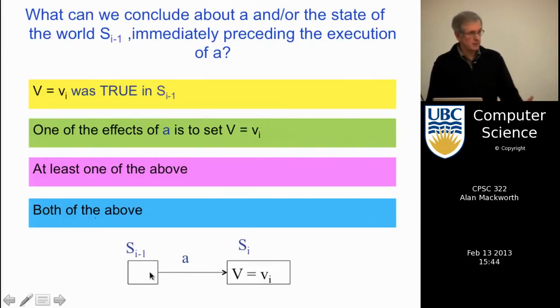So that's one possibility. The other possibility is that A does affect the value of V and sets it to VI, regardless of what it was before. We don't know which of those is true, so we can't say that it was definitely true in the previous state. It might not have had that value and it was set. So that doesn't have to be true, but at least one of them's got to be true. Both of them could also be true. Does that make sense? That's really important to understand. If you don't understand that, you didn't understand the stuff about frame rules we just went through. Is there a question about that?